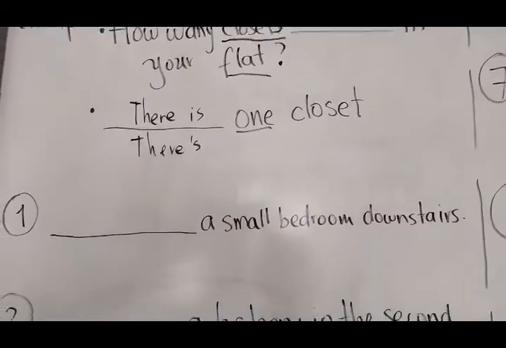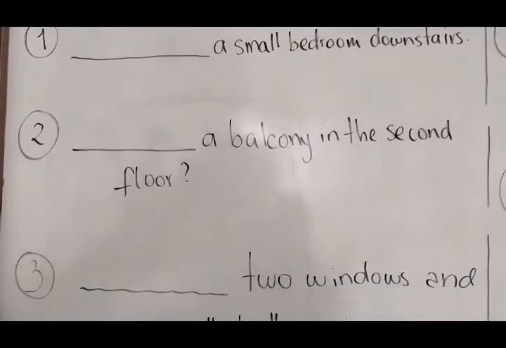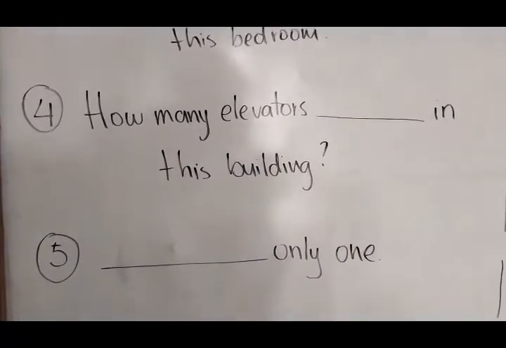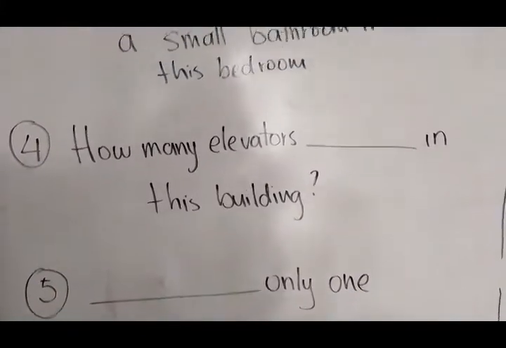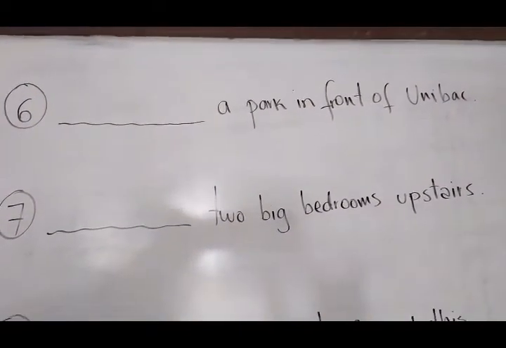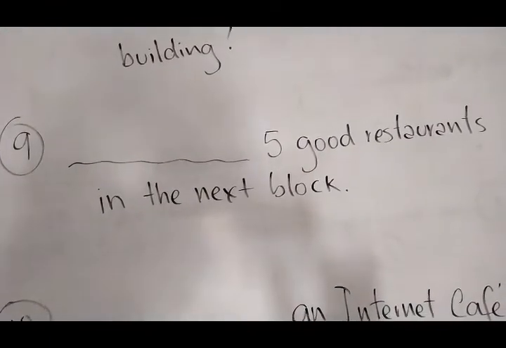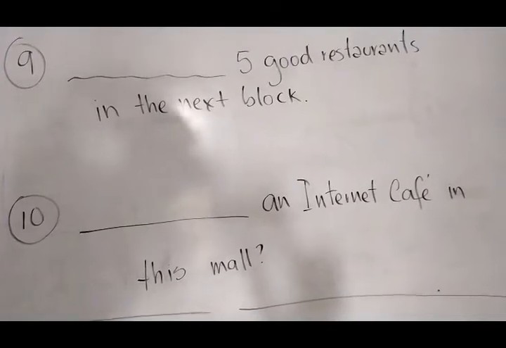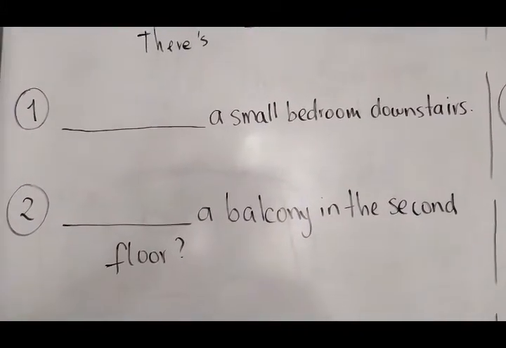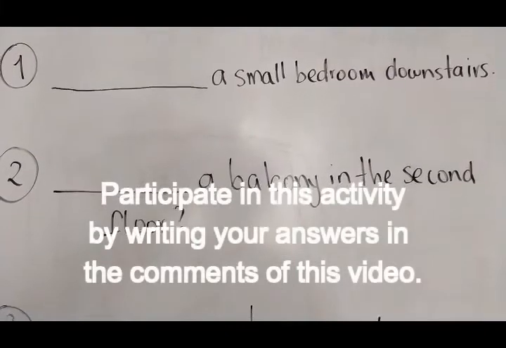So I'm going to go down to all the activities. You are going to pause the video to complete the activities in your notes. As I told you, the idea is for you to complete this activity by commenting in the comments of this video to participate. Let's go: number 6, number 7, 8, 9, and 10. Okay, I'm going to do numbers 1, 2, 3, 4, and 5 with you. To continue with the rest of the activities, you're going to comment your answers in the comments of the video.